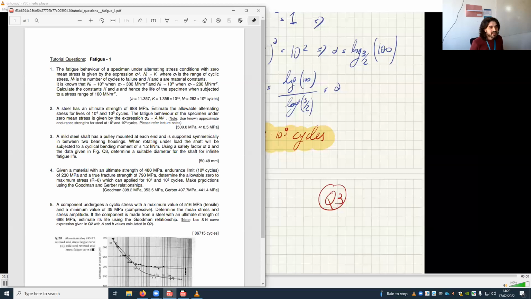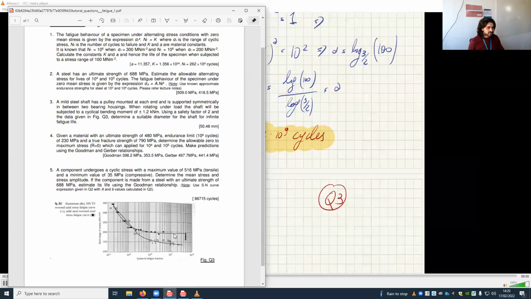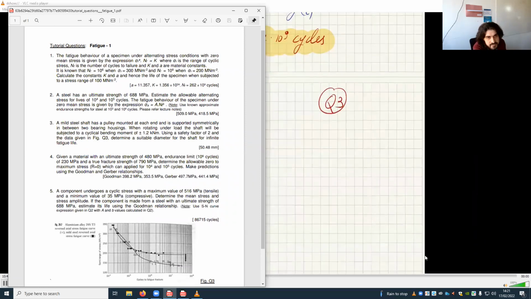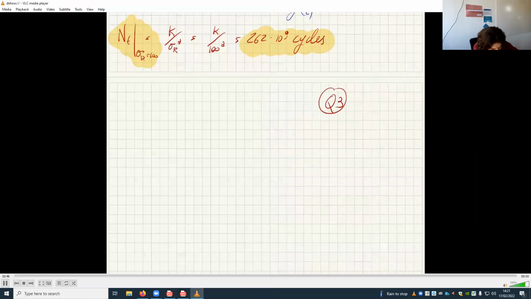1.2 kilonewton meters plus or minus using a safety factor of 2. And the data given in the figure below, figure 3, this one here, we have to determine a suitable diameter for the shaft. Okay, now this is quite interesting. We want to design a shaft for infinite fatigue life. Okay, so we know that this shaft, let me draw it. We have a shaft, we have some pulleys at the end.